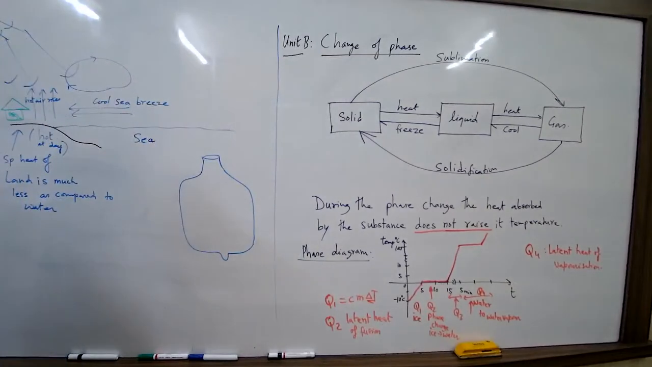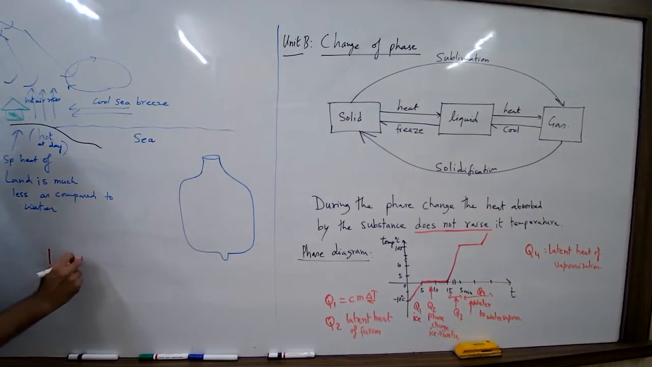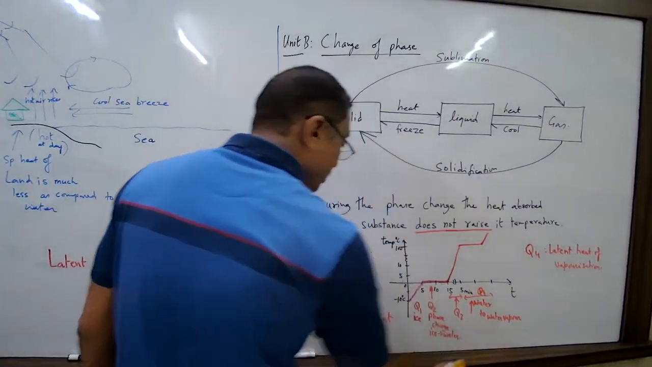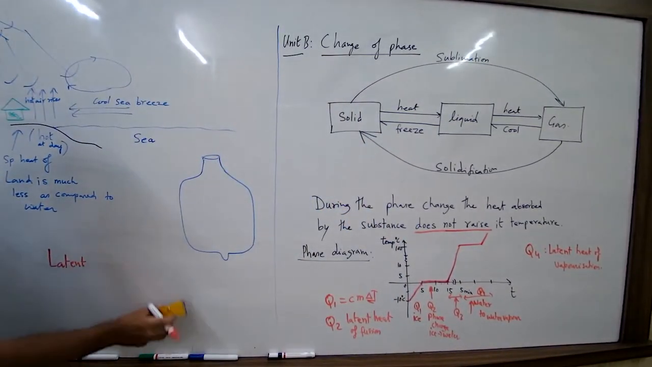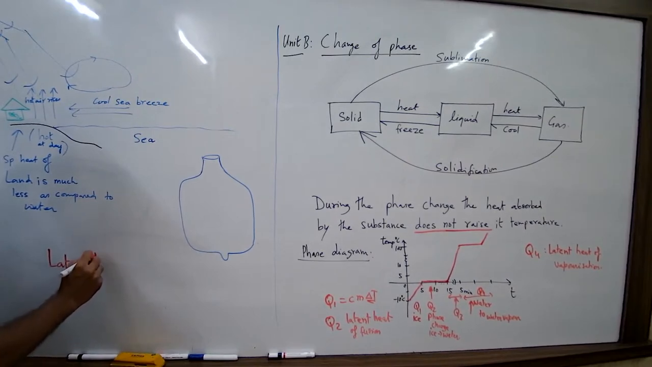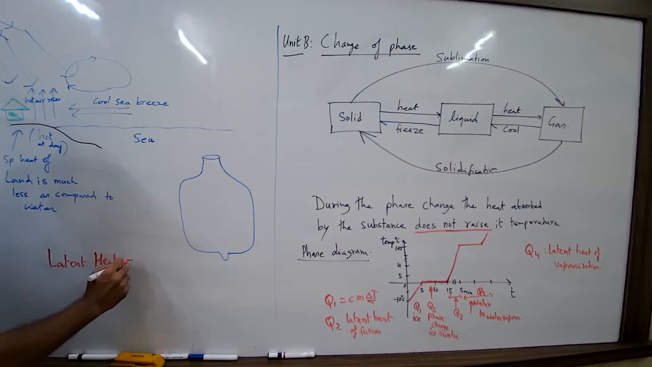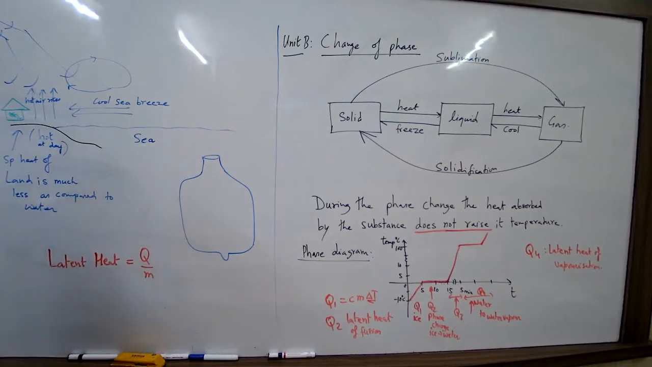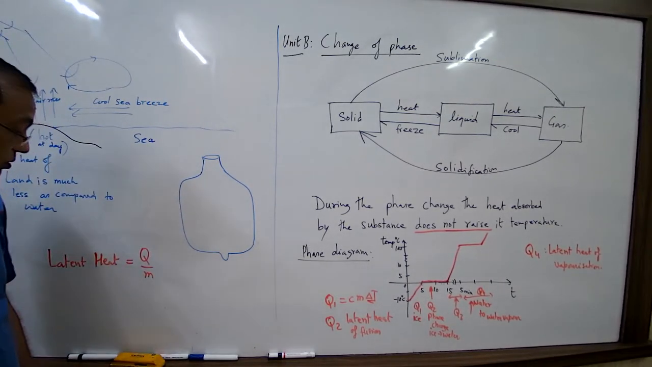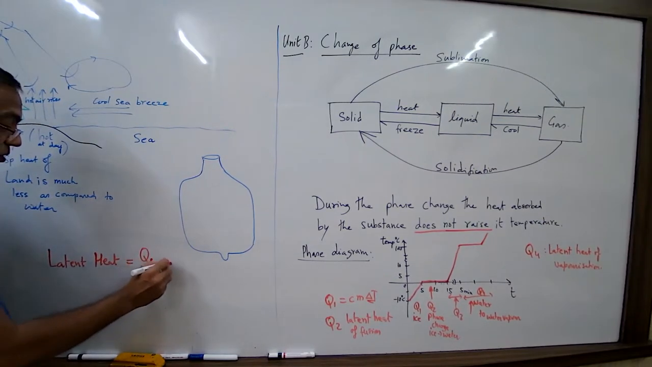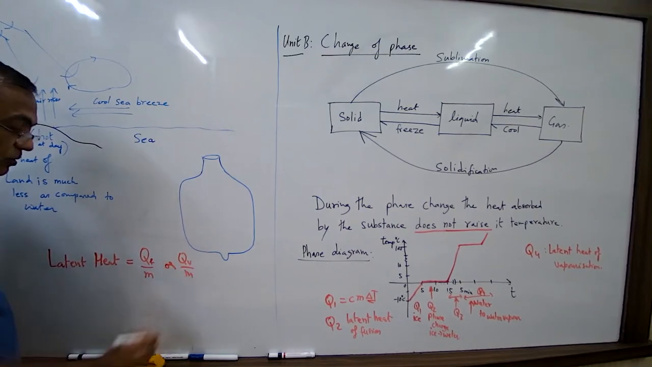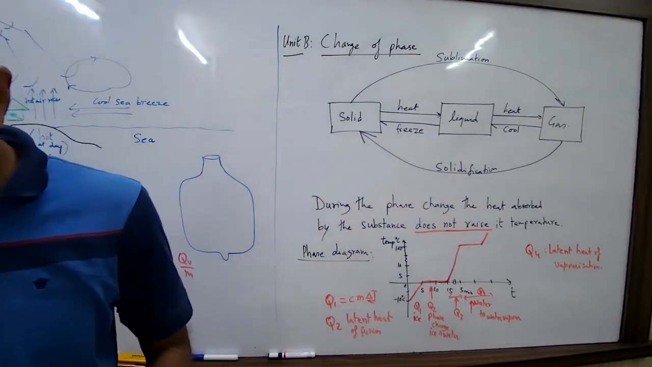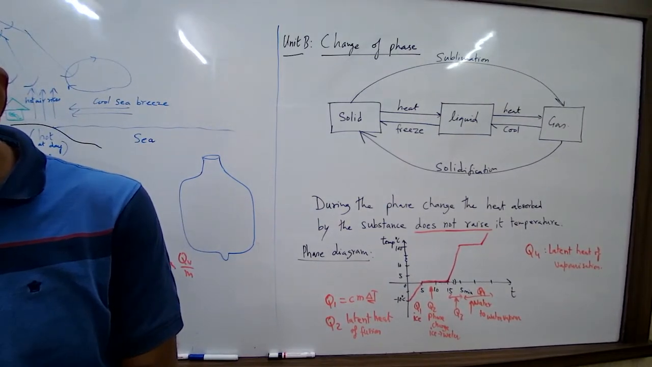Latent heat of vaporization. So how do we define latent heat? Latent heat is defined as just heat absorbed per unit mass. There is no change in temperature. Latent heat is just Q by m, whether it is for fusion or vaporization. So it will not have a delta T component. Is that clear?